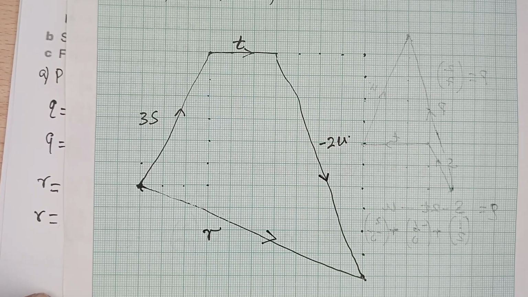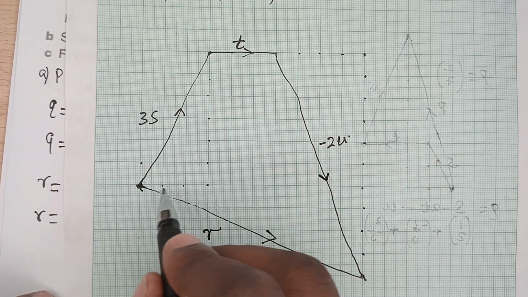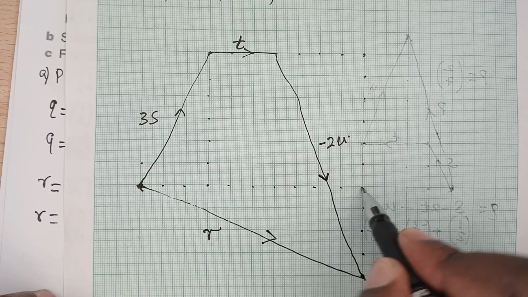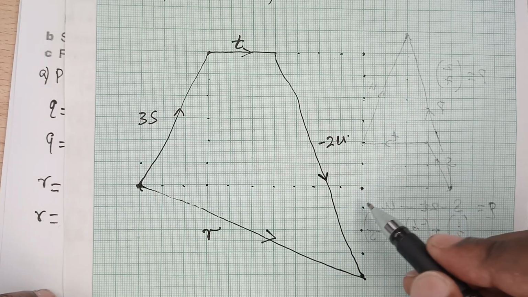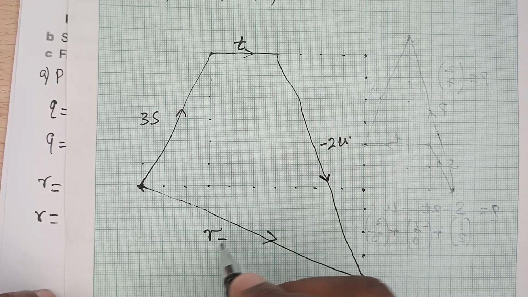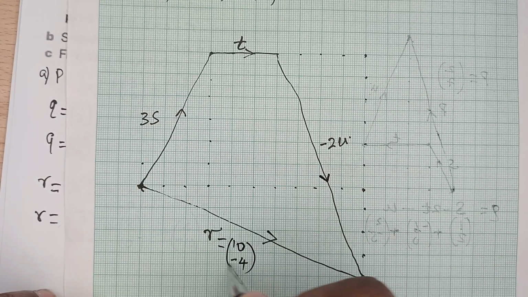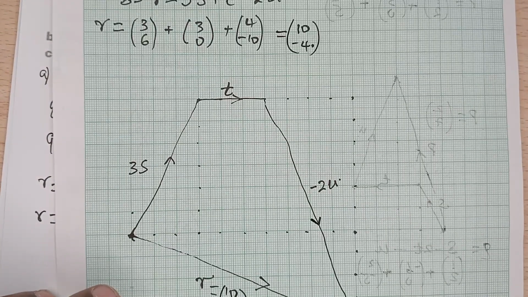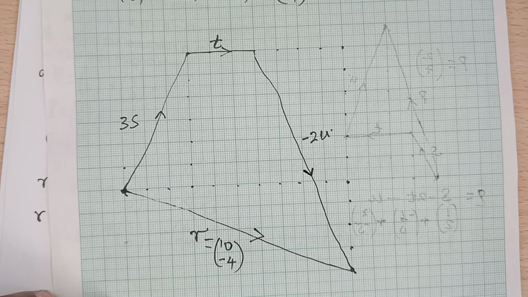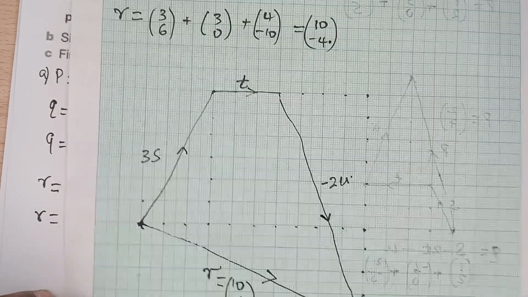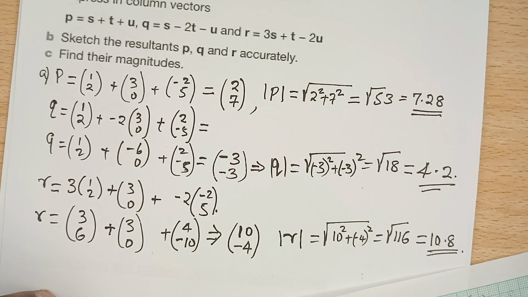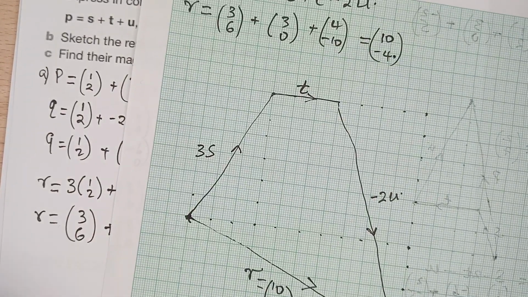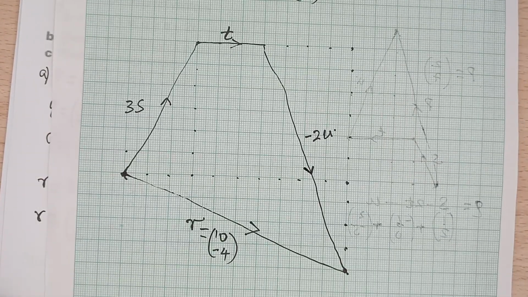From here, we go 1, 2, 3, 4, 5, 6, 7, 8, 9, and 10, and then downwards 1, 2, 3, 4, which is 10, minus 4, exactly what we realized in part A of that question. That is it, and we have finished that part. We talked about the column vectors, the magnitude, and we were also to sketch the 3 vectors, which is quite an involving question, but we have finished.